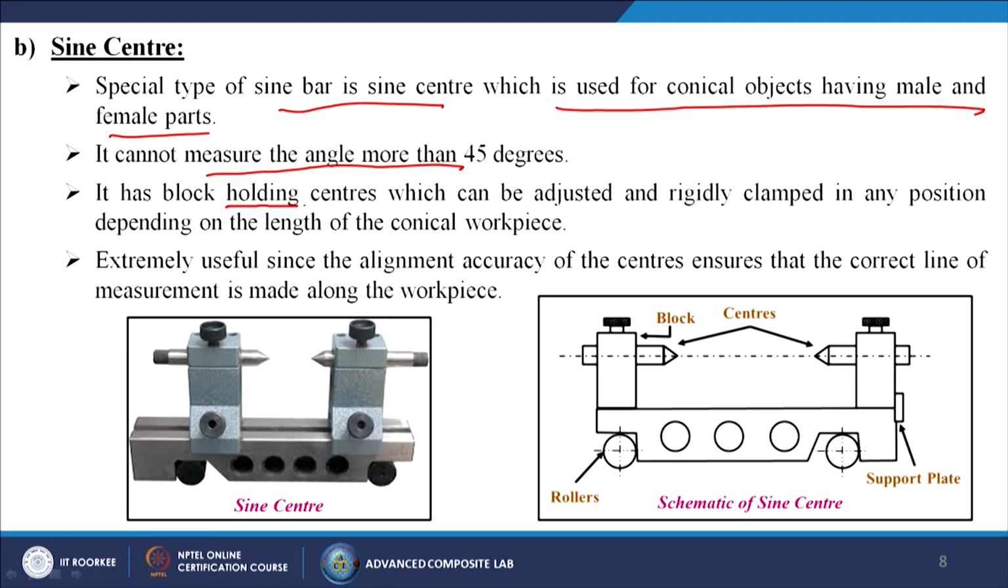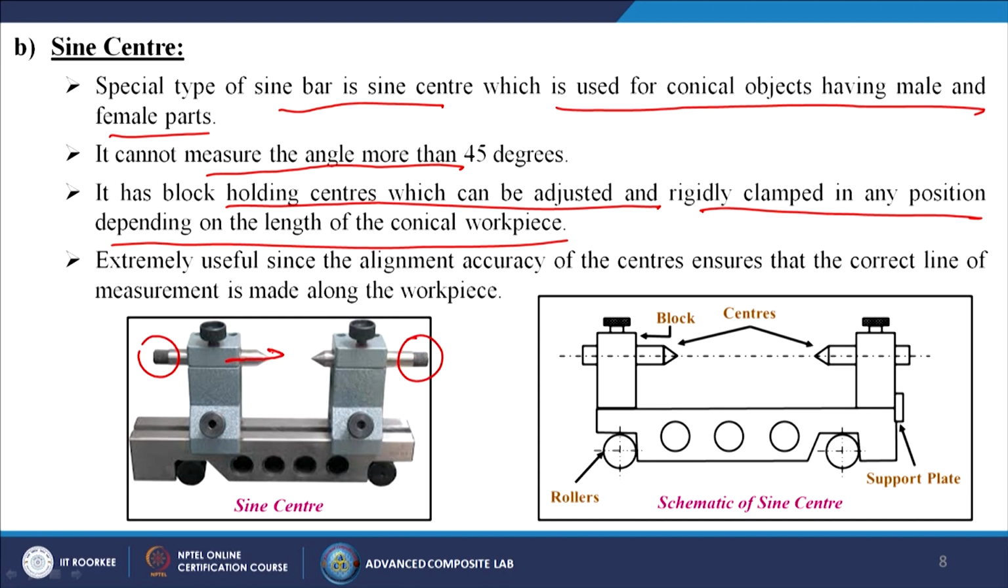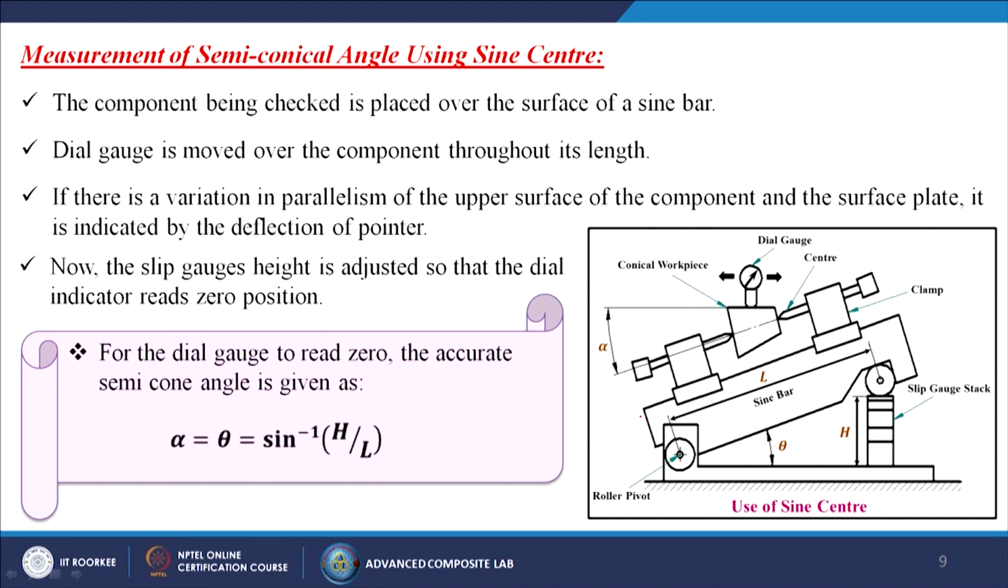It has block holding centers which can be adjusted and rigidly clamped in any position depending on the length of the conical workpiece. So, these two are the adjustable ones. So, they can come closer or go to a certain distance. Extremely useful, since the alignment accuracy of the centers ensures that the correct line of measurement is made along the workpiece. So, this is having the two centers over there. Now, simply, we have the support plate and the rollers, on that we put that particular equipment and then we are measuring.